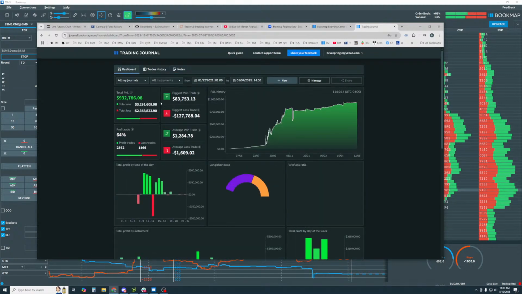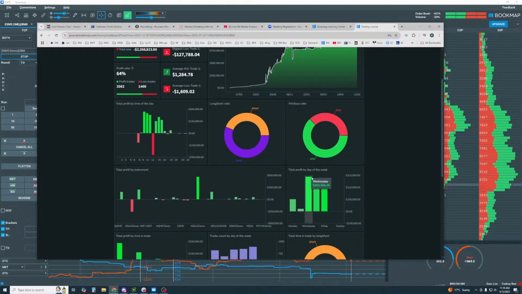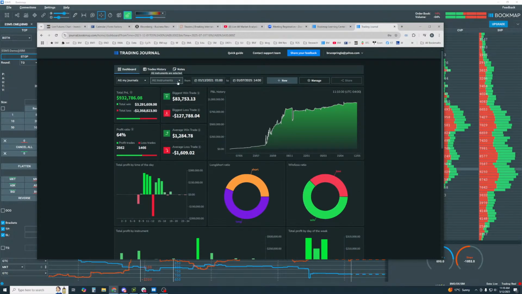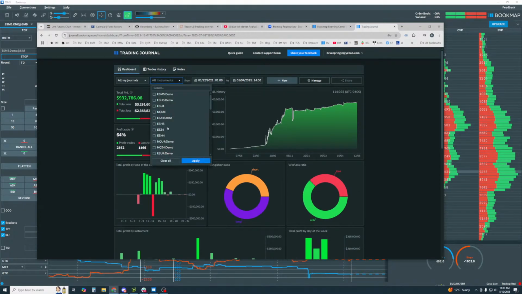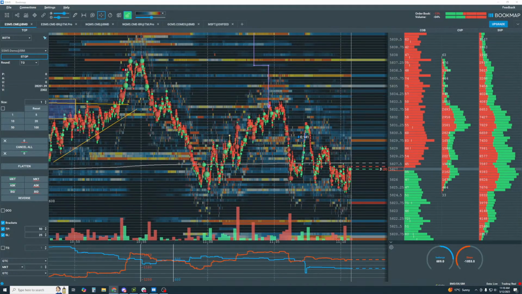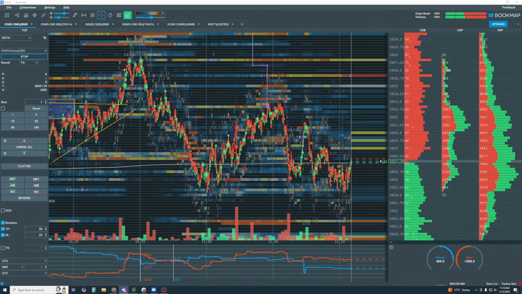And then you've got your dashboard, which has all these trading statistics in here: win-loss ratio, total profit, days per week. Which days are you better than others? Instruments as well. You can filter all of this data in here. Here you can select instruments. Maybe you want to look at just the ES, or the NQ or stocks, Bitcoin. It's all in here, and this is all free. You don't have to subscribe to another service to have a trading journal.